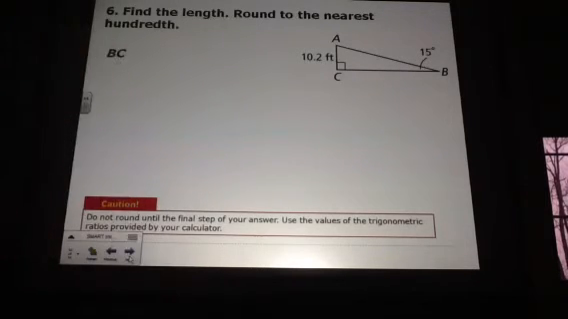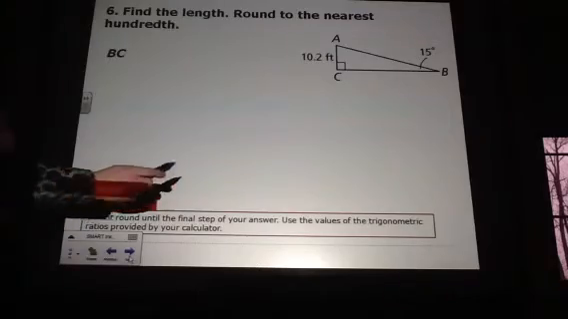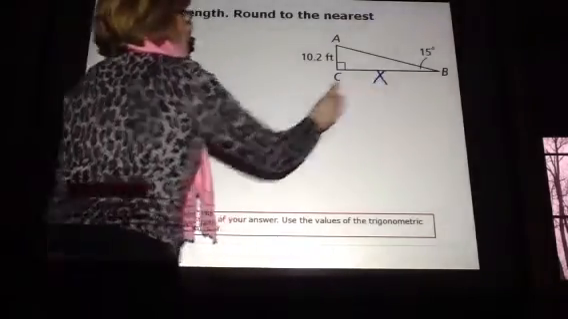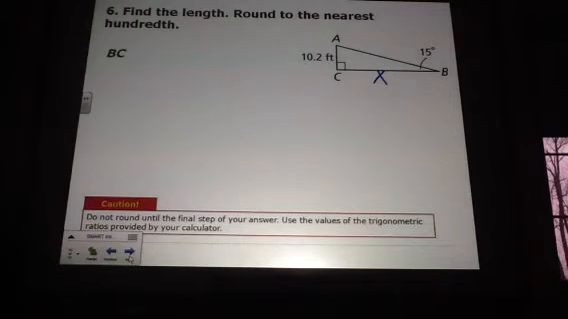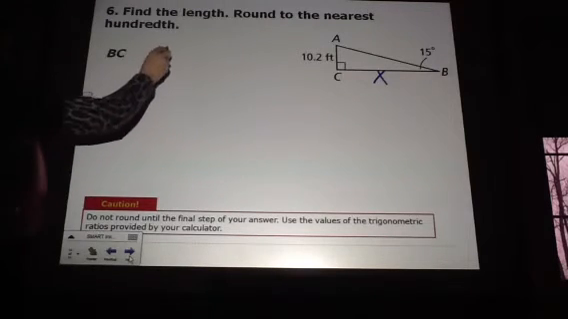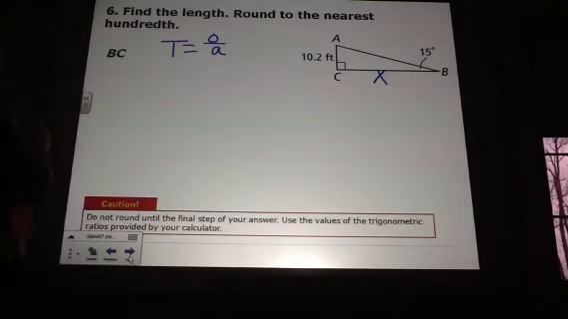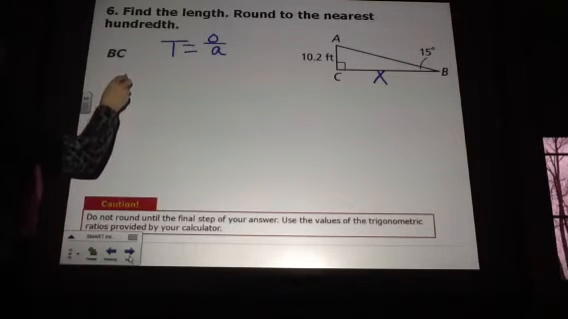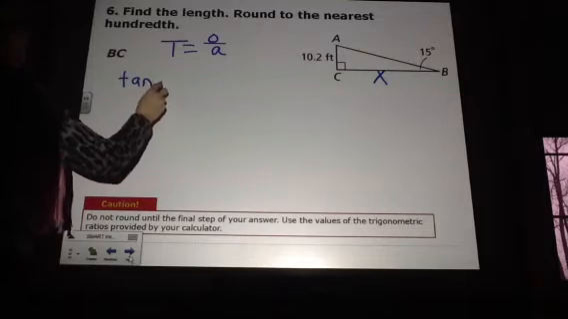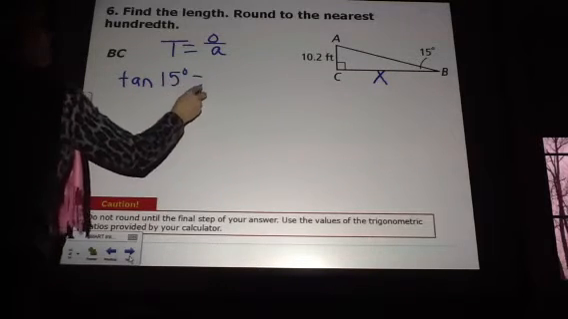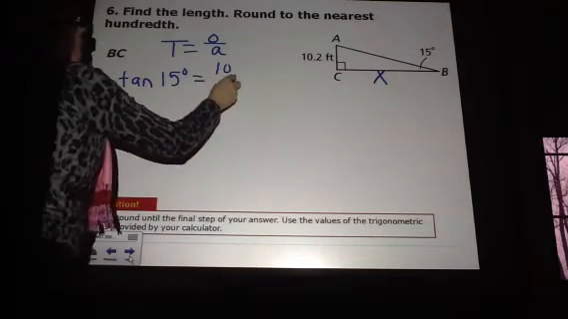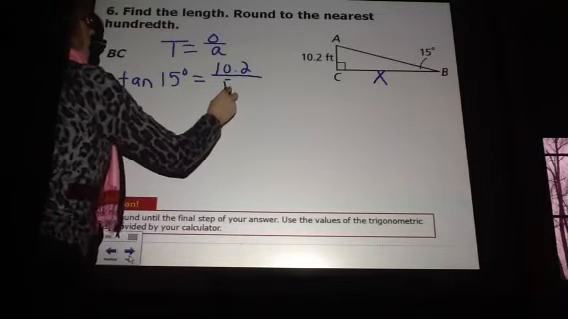Okay, we are going to find the measurement of BC. This right here. Okay, so we have an angle measure there, angle B. All right, and what measurements do we need? Well, we have opposite, adjacent. Opposite, adjacent is your tangent ratio. So what we can do is we can find the tangent of 15 degrees, and that's going to equal 10.2 over our BC.